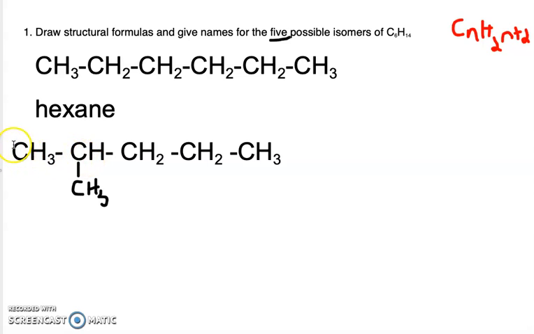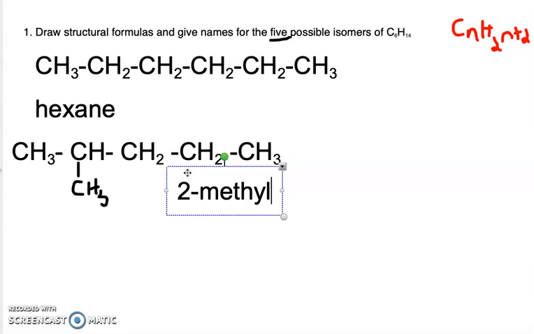Numbering wise, right, we could either start from the left side or the right side. So if we check the left side, this is carbon 1, this is carbon 2. So I'll put my methyl at number 2. If I started on this side, it goes 1, 2, 3, 4. So because a 2 is less than a 4, we're going to start 1, 2 over here. So name-wise, this is going to be a 2-methyl pentane.